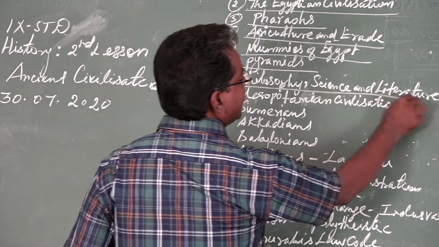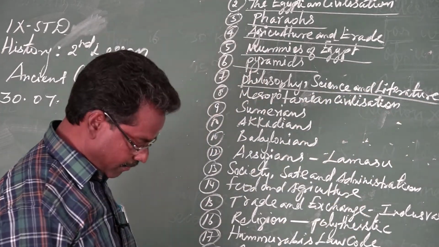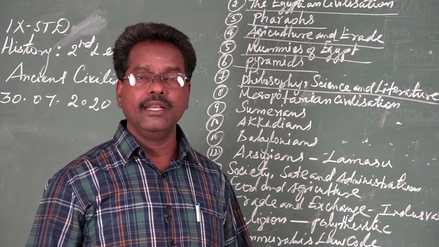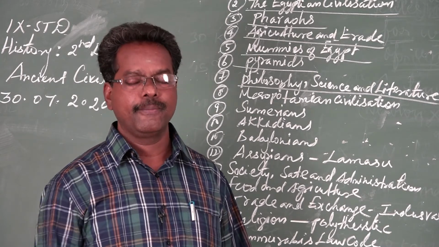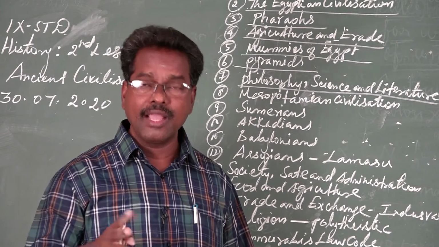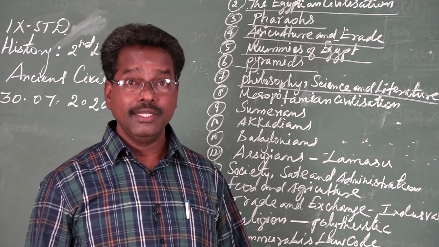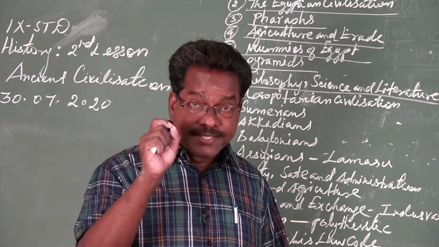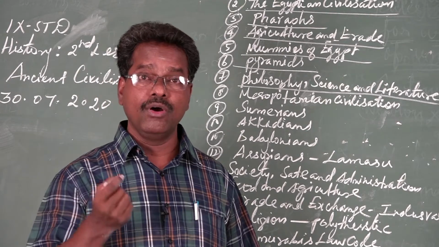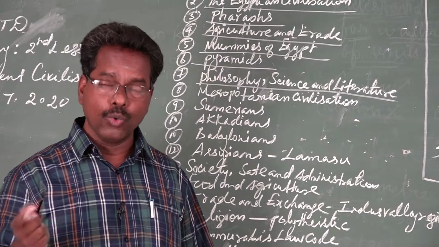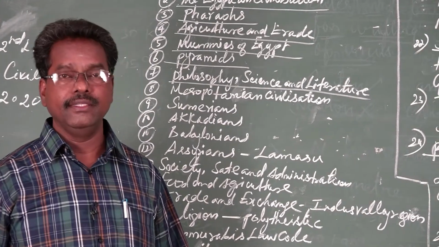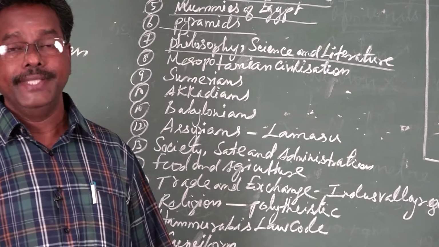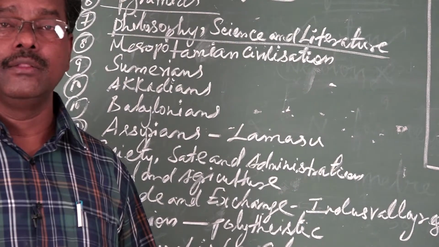Philosophy, science and literature of the Egyptians. Egyptians excelled in science, technology, literature, mathematics, astronomy and philosophy. They developed the sundial, water clock and glasses. They devised a solar calendar. They calculated 60 seconds for 1 minute, 60 minutes for 1 hour, 24 hours for 1 day, 30 days for 1 month, 12 months for 1 year, and 5 days were added at the end of the year. Egyptians introduced the solar calendar in 4200 BC.